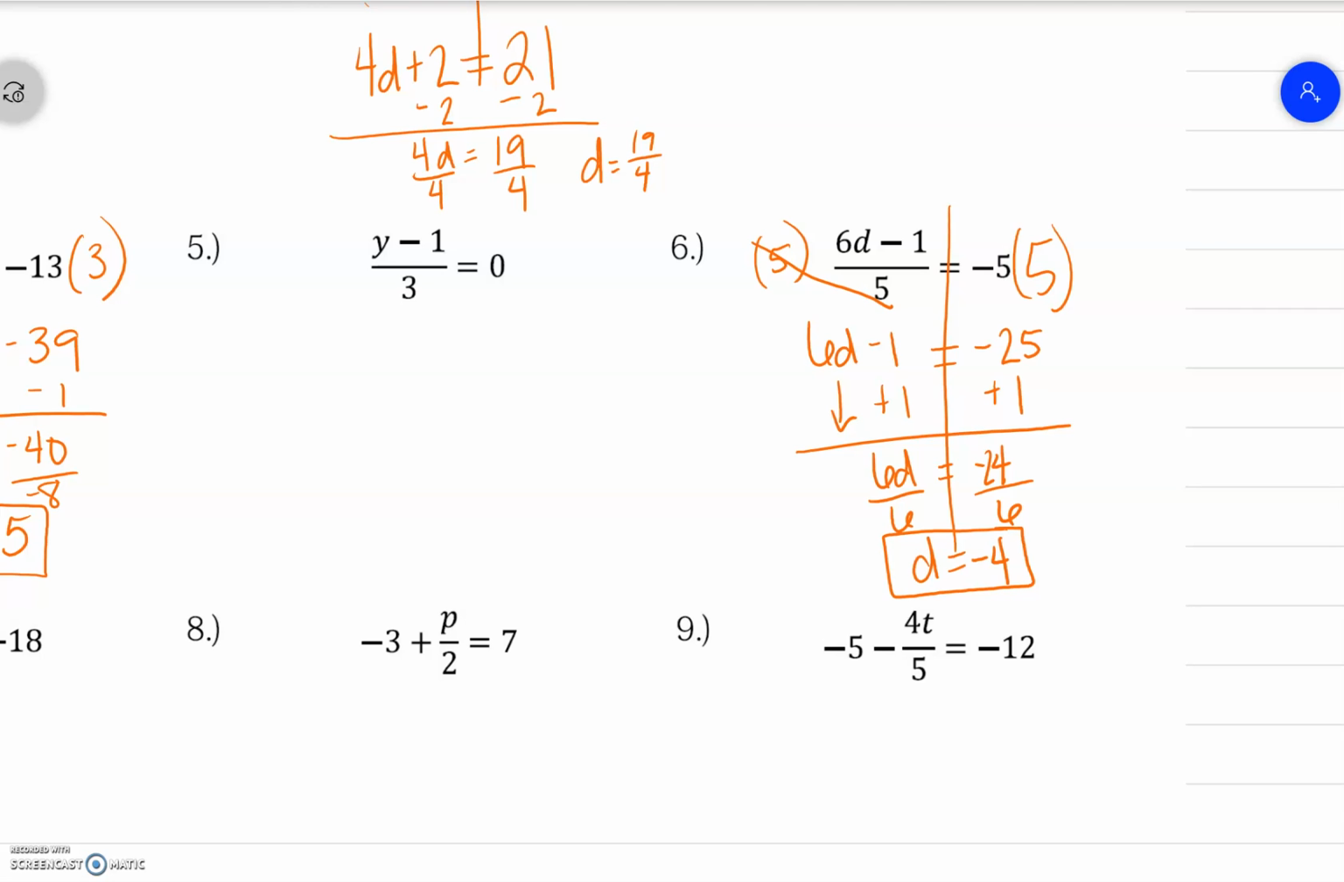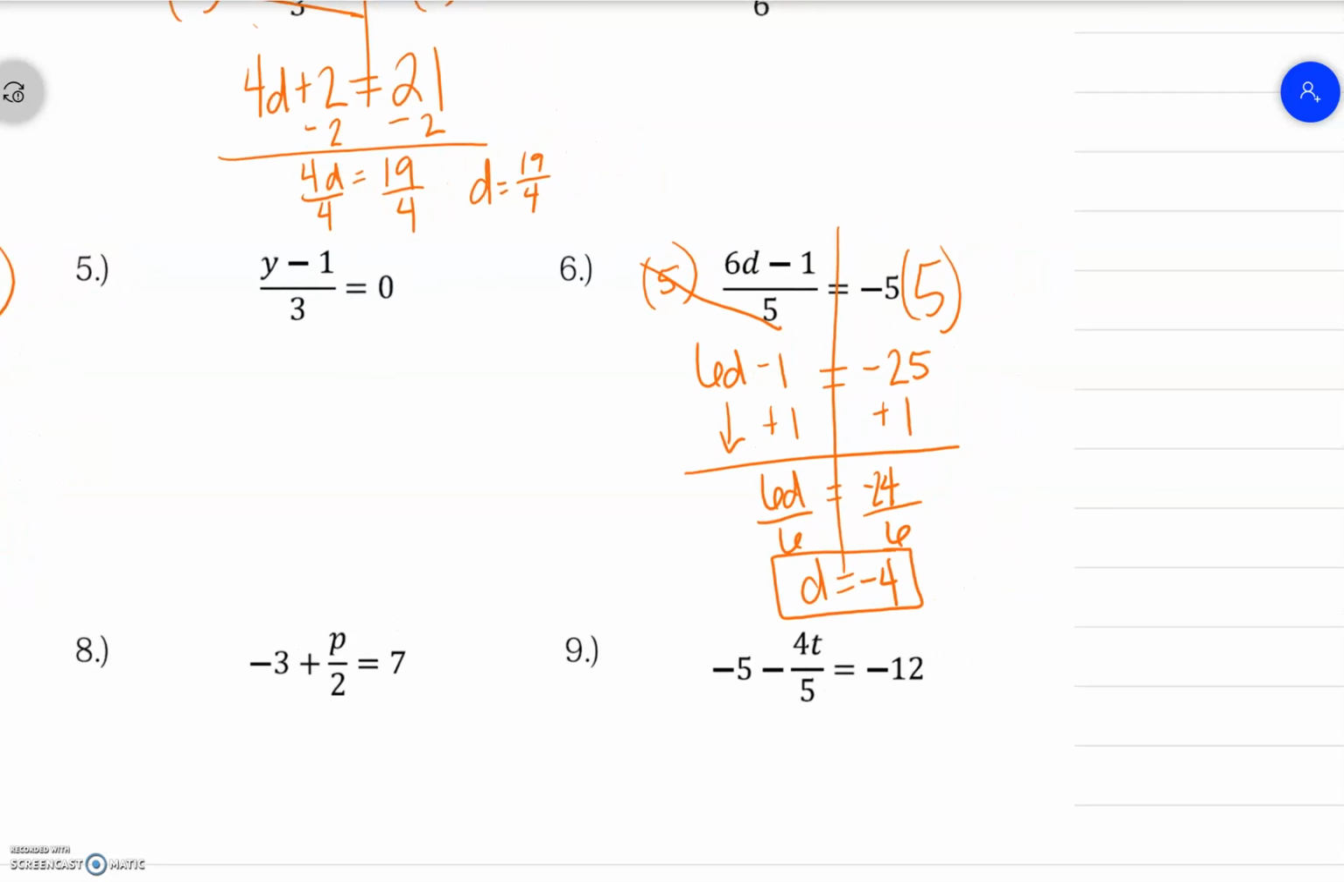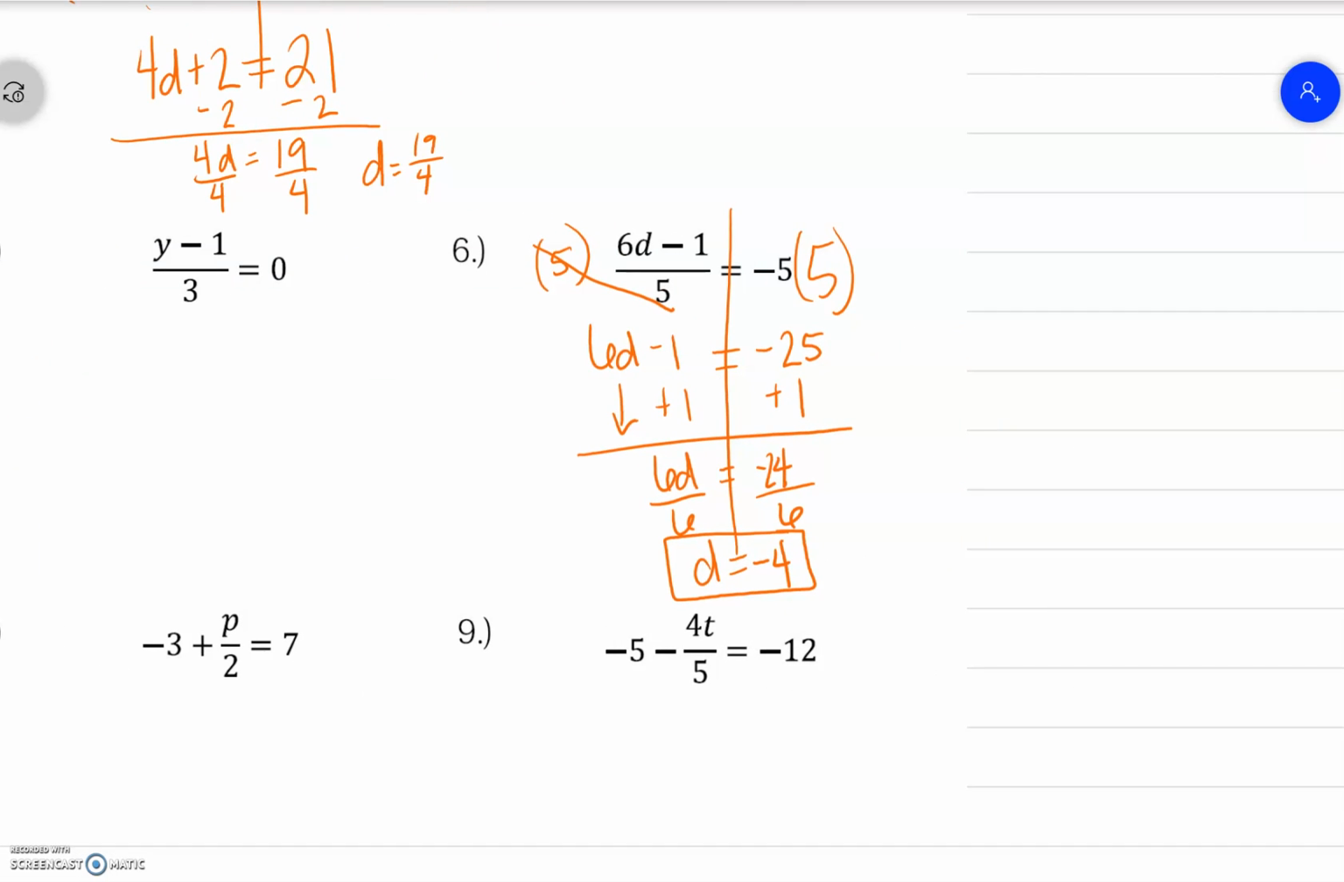We should never get an answer wrong in math because there's always a quick check. So we think that d equals -4. Let's see if we are right. Substitute that value back in. 6 times -4 minus 1 divided by 5 equals -5. So we have to see if this truly equals -5.